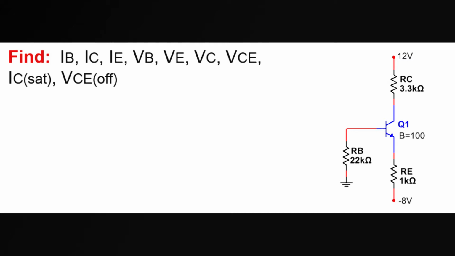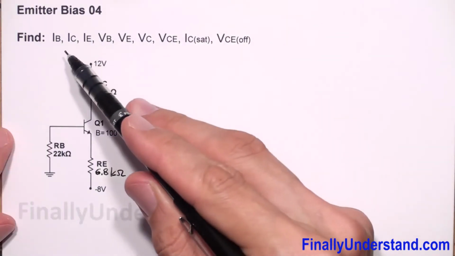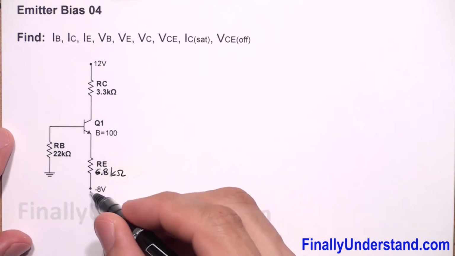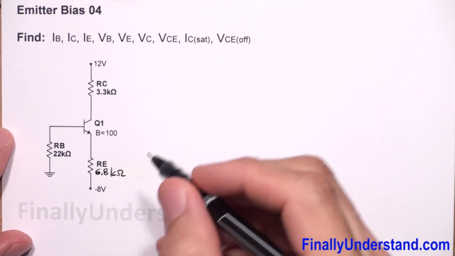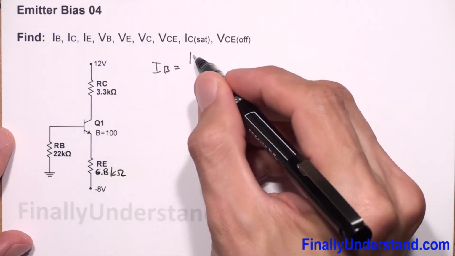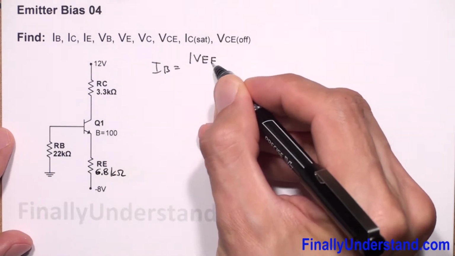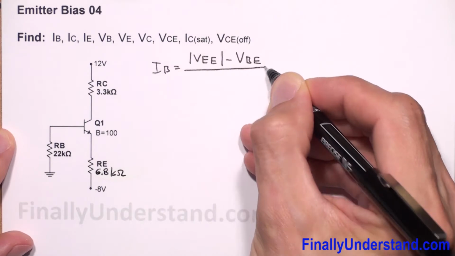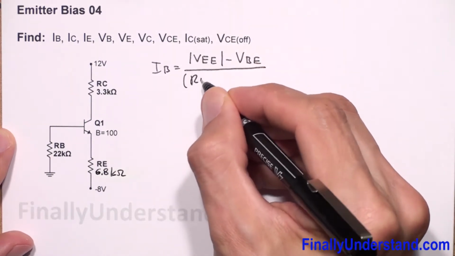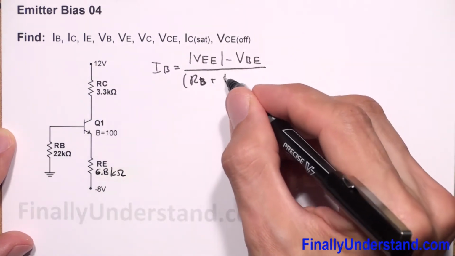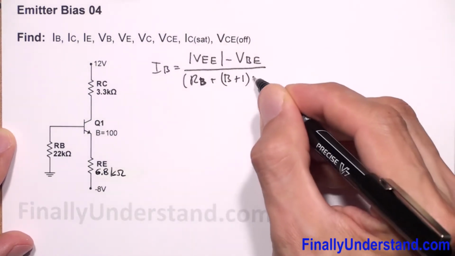Let's take a look at this example. We have emitter bias configuration. We're supposed to find IB. In order to find IB, let me just give you some extra explanation. We have a formula which says IB is equal to the absolute value of VEE minus VBE over RB plus (beta plus 1) times RE.